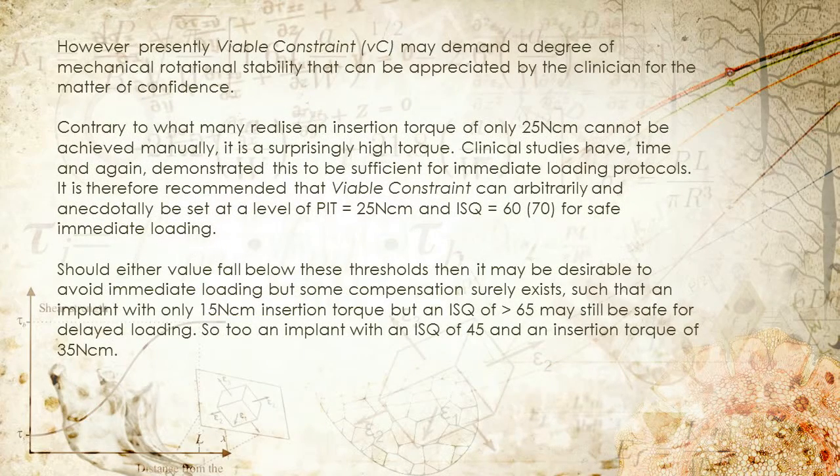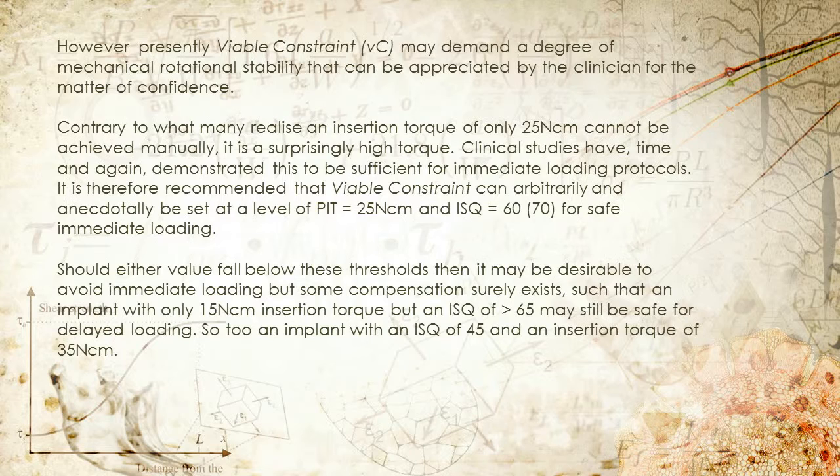I don't know, but I come up with this recommendation. For me, I think viable constraint can arbitrarily and anecdotally be set at a peak insertion torque of 25 Newton centimeters, which by today's standards is pretty low, and an ISQ of 60, or if you're a little bit more nervous than me, maybe 70. The one thing I do think is that they are somewhat interchangeable. If you can't bring yourself to drop peak insertion torque as a guide to primary stability, then you should know that you can trade them.